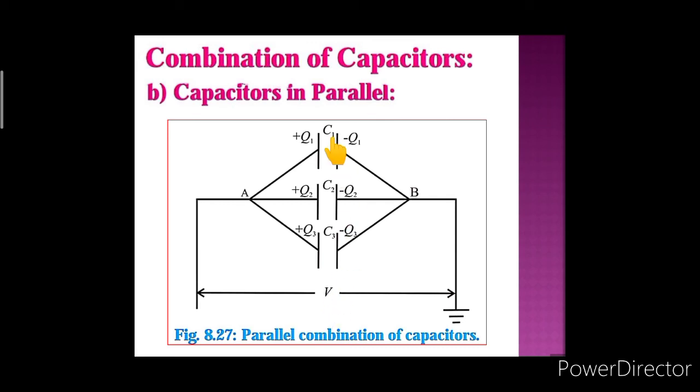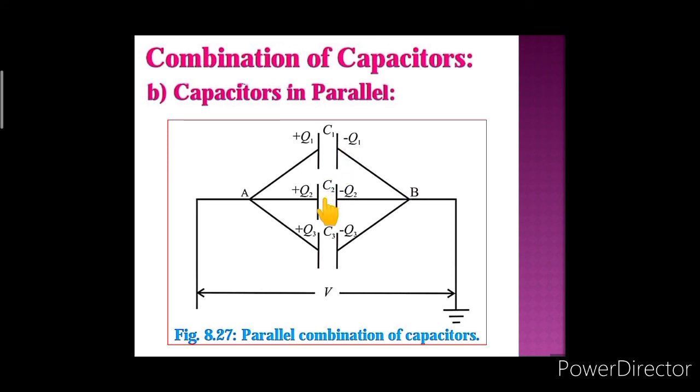the charge on each capacitor is different. The charge on capacitor C1 we are taking as Q1, the charge on capacitor C2 is Q2, and the charge on capacitor C3 is Q3. So the first capacitor's first plate acquires the plus Q1 charge, and the second plate, which is connected to point B, acquires the minus Q1 charge by induction.